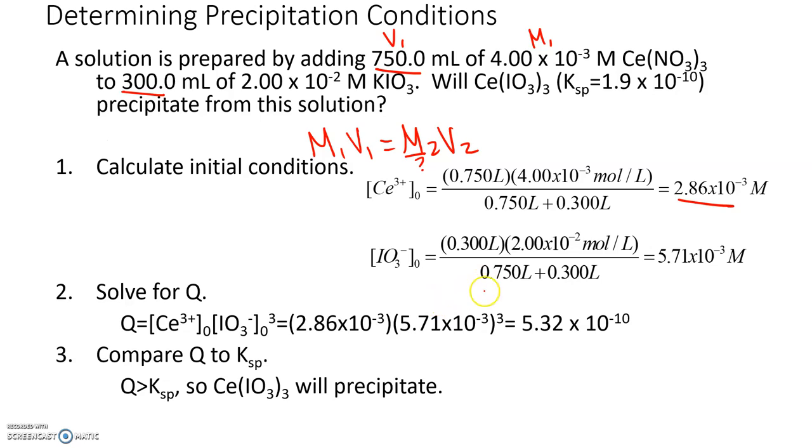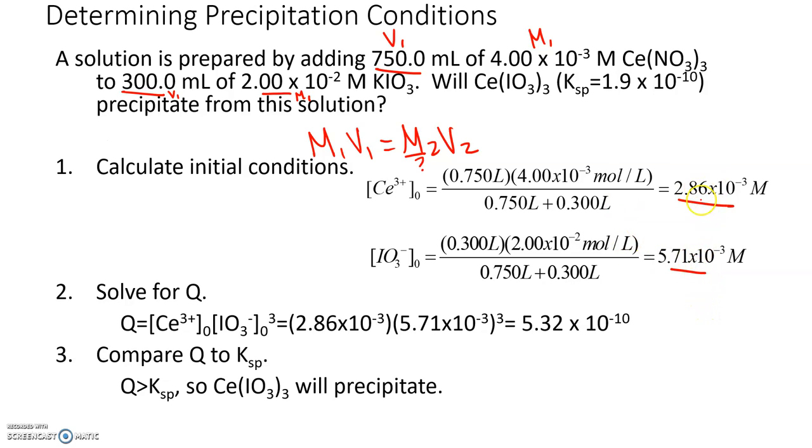We're going to do the exact same thing for the iodate. The iodate is going to come from the potassium iodate solution. So the 2 times 10 to the negative second would be your M1. 300 is your V1. Your V2 is going to be exactly the same as the previous question because you're using the same solution. And this would then be your initial concentration of the IO3 minus ions.